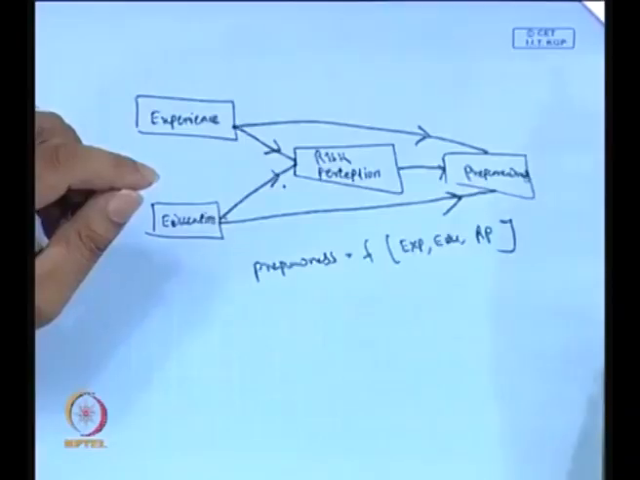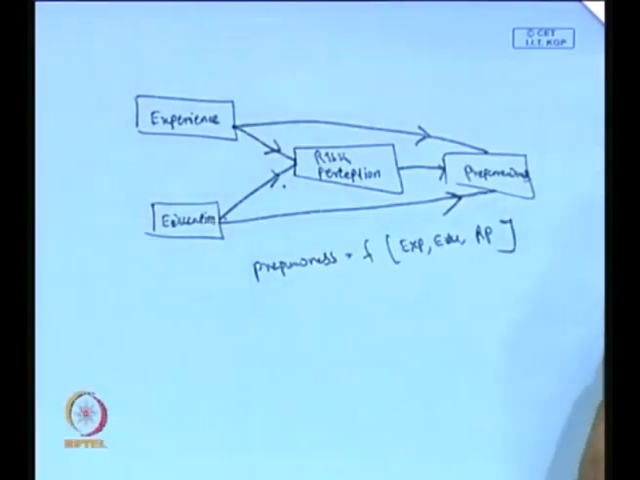Okay, so that means if we apply regression analysis to this particular problem, then obviously experience, education, and risk perception should be completely independent. That means there should not be any such linear relationship among them. But here we find risk perception is a function of experience and education. So that means there is some kind of problem in between. So we have to first sort out that particular problem. Then you have to go for a solution.